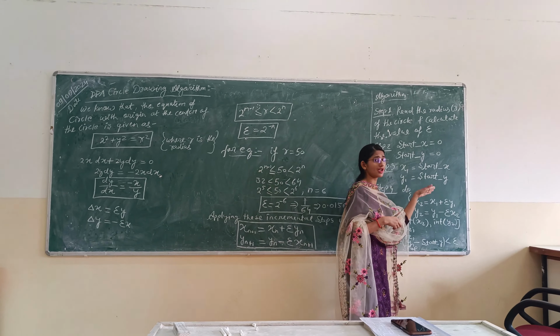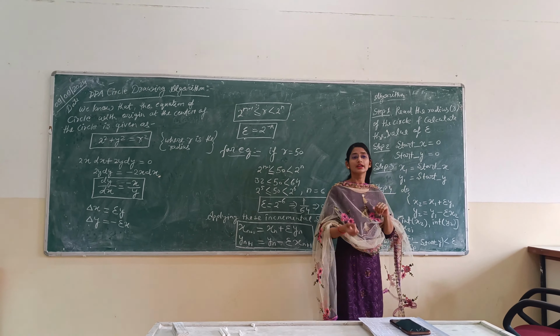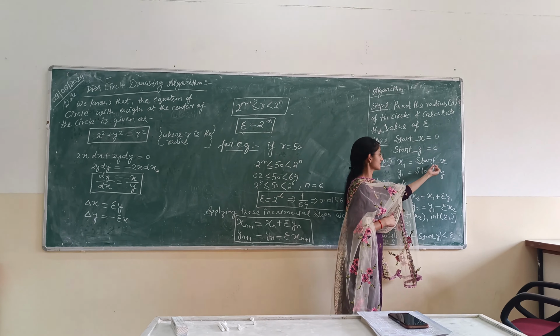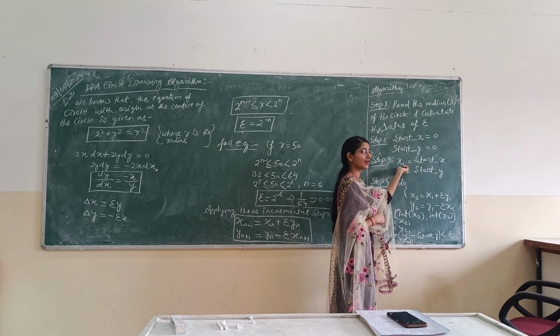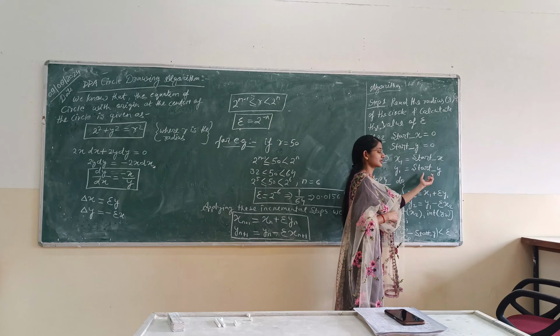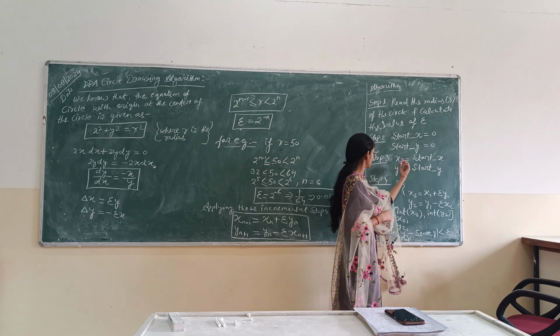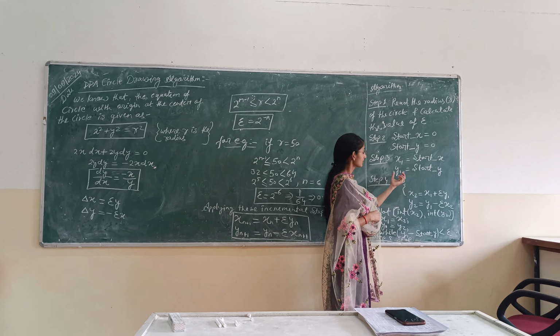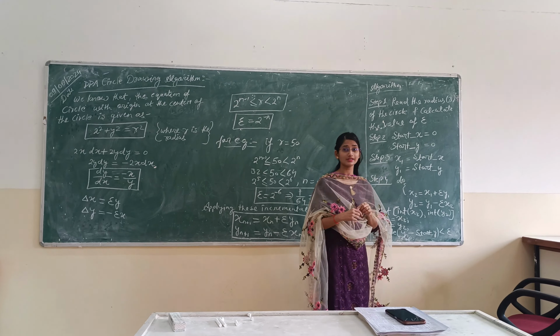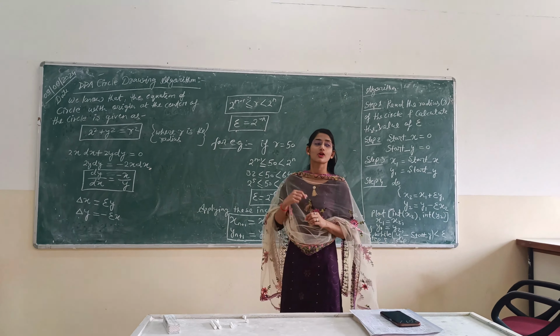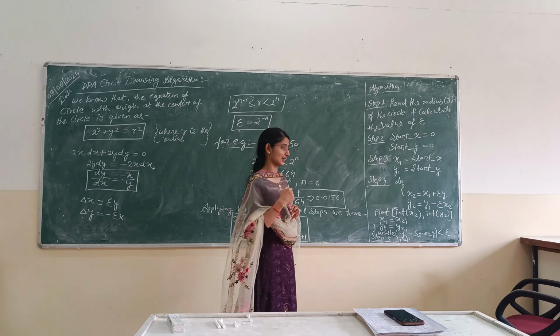Then the next step of the DDA circle drawing algorithm will be step number 1. You need to assign your previous value, the value of start of x, to the x1 variable, and the value of start of y to the y1 variable. Then you need to check your condition and also solve your incremental steps.